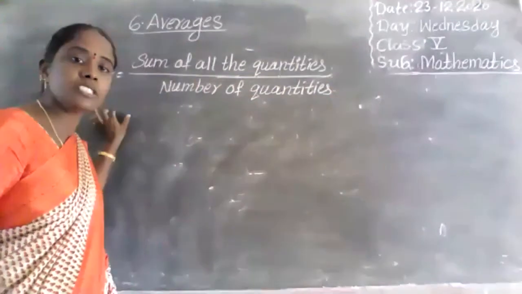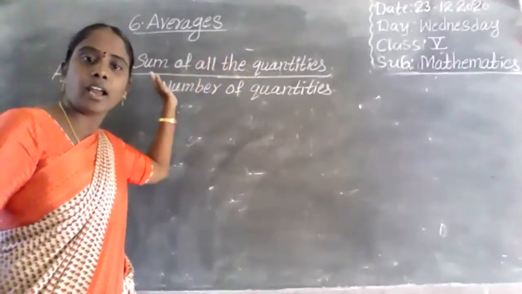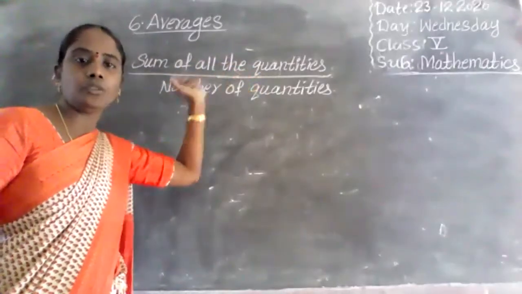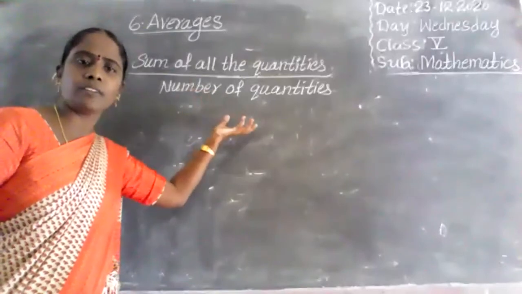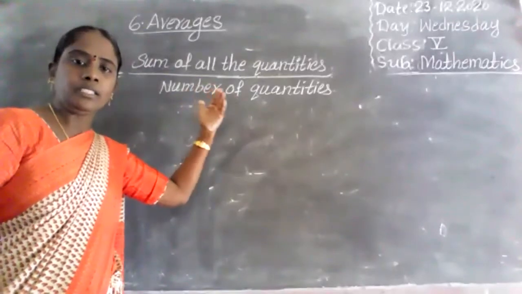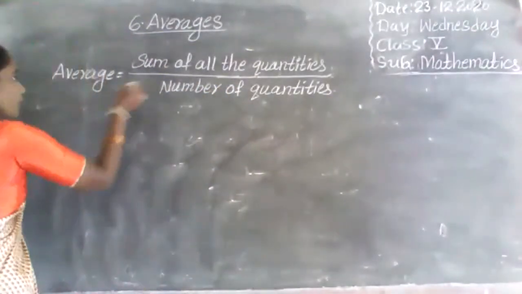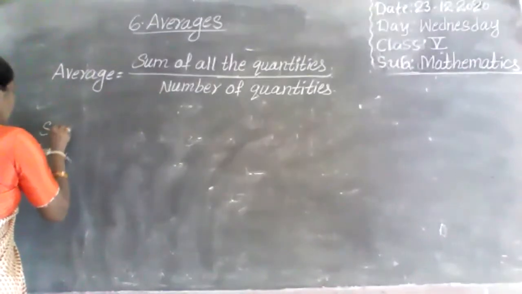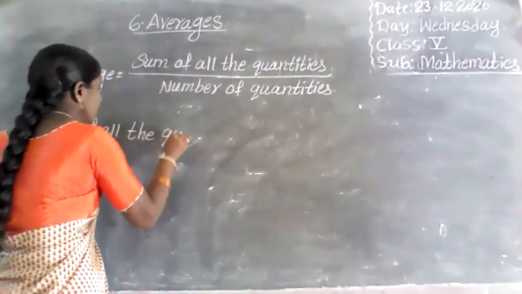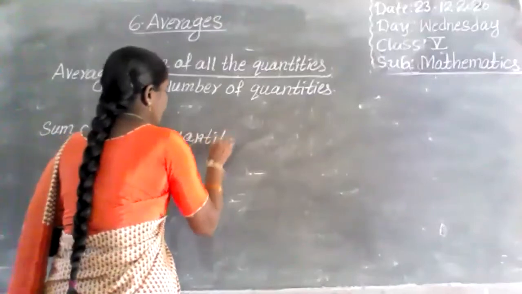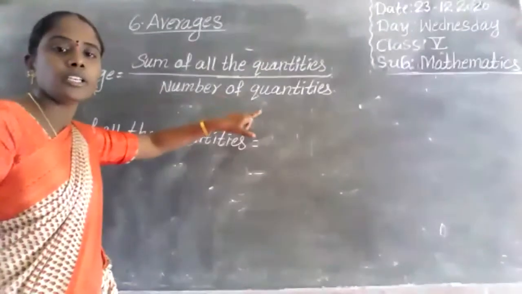When we find out the average, we have to add all the quantities, all the items, all the numbers given in the question. Next, divide by number of numbers or number of items, number of boys, number of students, number of subjects given according to the problem. Next, second one: sum of all the quantities equals average into number of quantities.